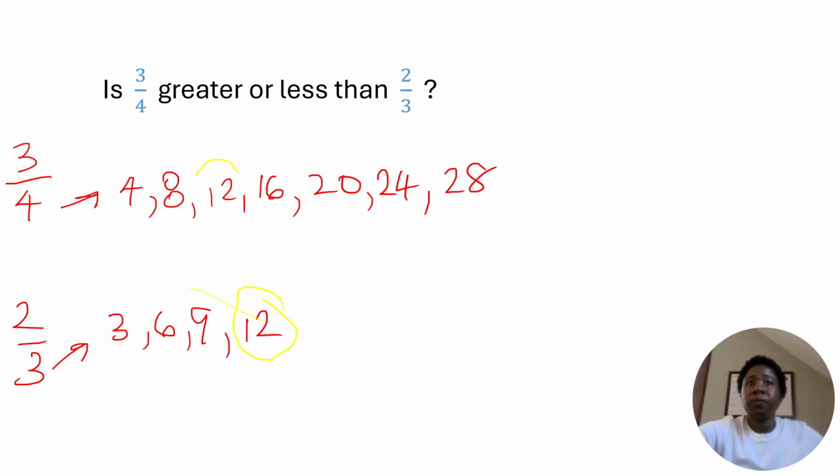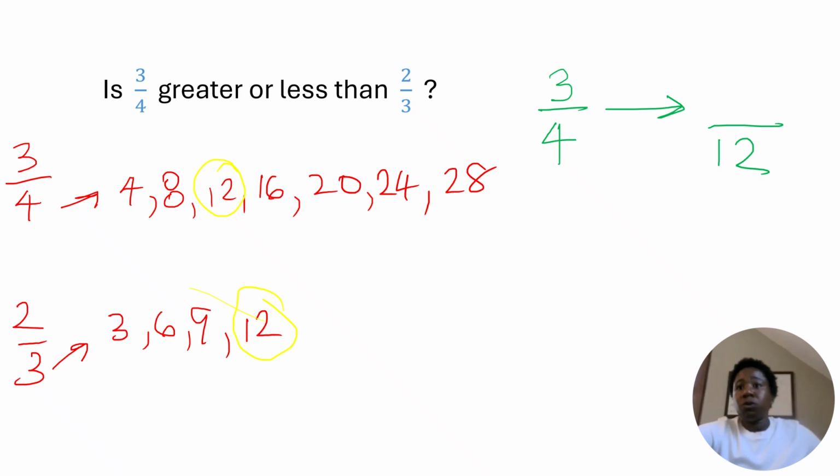We have 12 here, 12 here. So we know that both fractions need to be rewritten with a new denominator of 12. So we have the first fraction, 3/4. We know that we need a denominator of 12. So what number do we multiply 4 by to get 12? We know that we multiply it by 3. Now whatever we do to the denominator, we must do to the numerator. So 3 times 3 is 9. So 3/4 rewritten with a denominator of 12 becomes 9/12.